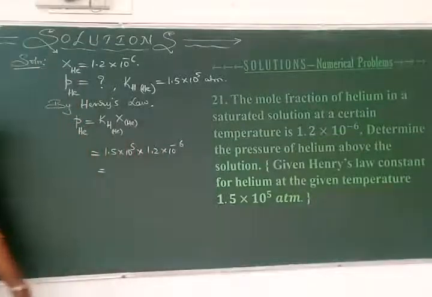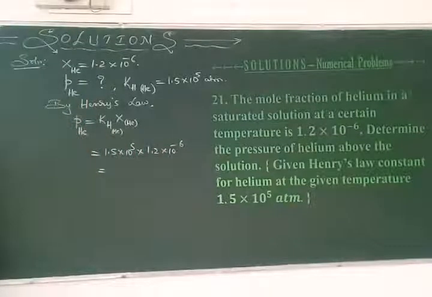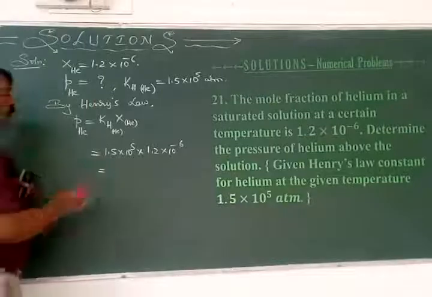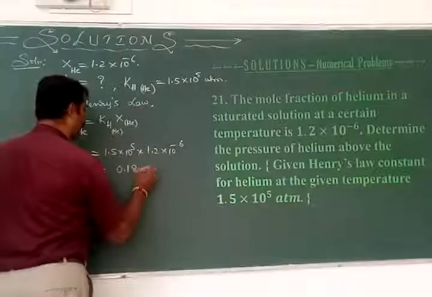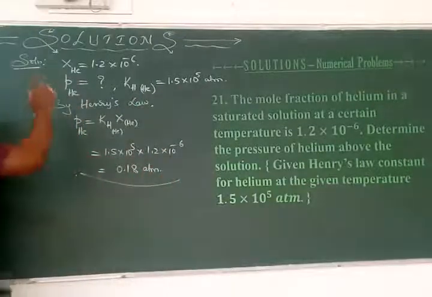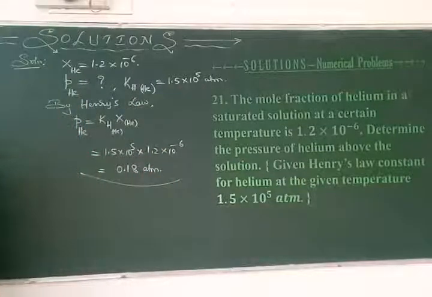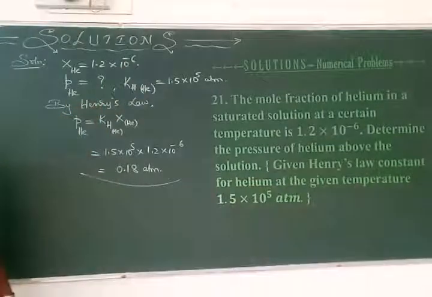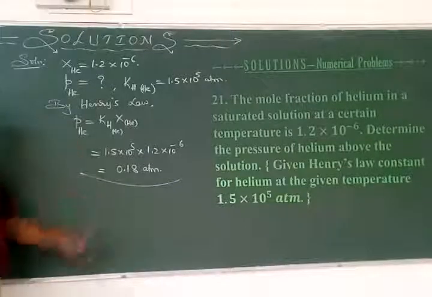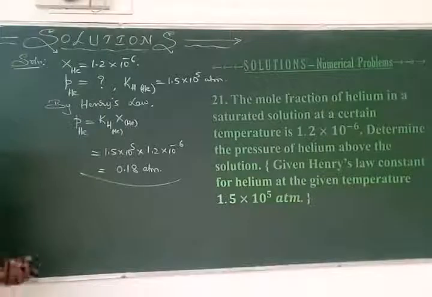Upon simplification, I get the value as 0.18. As it is in atmosphere, the pressure is also in atmosphere. Mole fraction doesn't have any unit. The pressure has a unit of atmosphere, so the Henry's law constant has the same unit, that is atm. The Henry's law constant has the same unit as that of the pressure. That is an application of Henry's law. So let's move on to the 22nd.